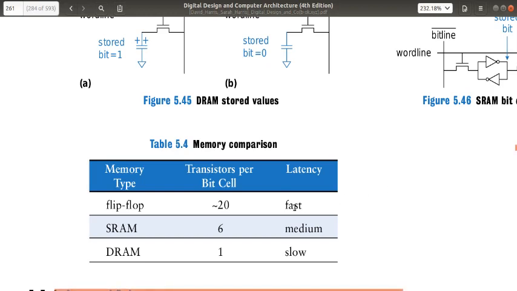Okay, here is a comparison of the number of transistors, where transistors here means MOSFETs, and the time latency, that is how fast or slow it is. So flip-flop, obviously it is much faster, but it requires a lot of transistors. And SRAM requires 6 MOSFETs per single bit, but it is fast. It is slower compared to the flip-flop, but it is faster compared to the DRAM. Again, DRAM is very easy to implement, but it is slow.